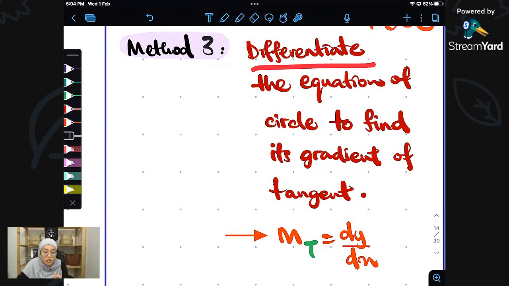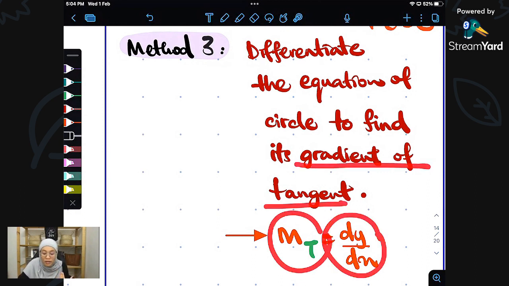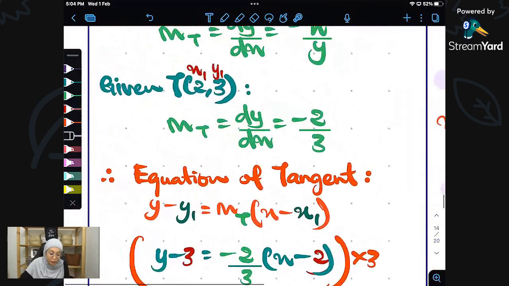We are going to differentiate the equation of the circle to find what? To find the gradient of the tangent. As we know, the gradient of the tangent is just dy/dx. And so dy/dx is just our MT, which is the gradient. All right, I am going to use this method 3 to teach you how to find the tangent.